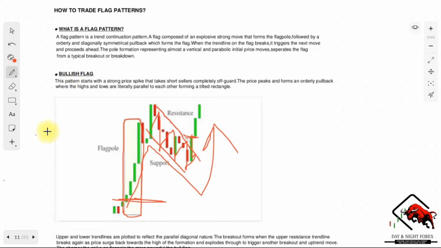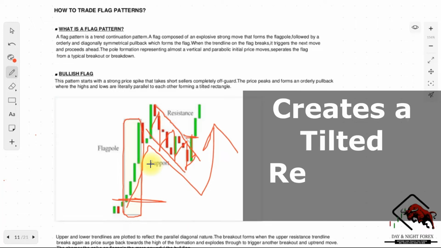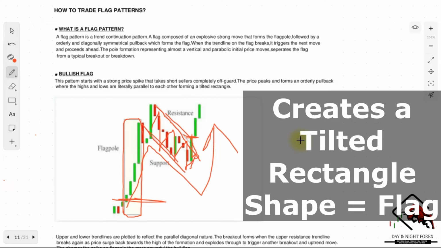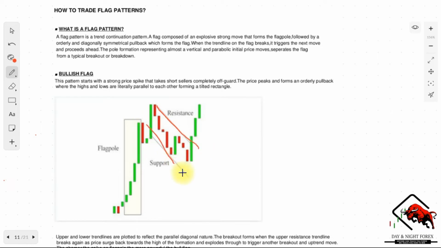With a bullish flag, the pattern starts with a strong spike that takes short sellers completely off guard. As you can see right here, it started building up slowly, but then all of a sudden it became explosive and gave us some huge candles in the decisive direction, which is a bullish market in this sense. The price peaks and forms an orderly pullback where the highs and the lows are literally parallel to each other. Upper and lower trend lines are plotted to reflect the parallel diagonal nature, so that we can see where the market is bouncing off to the downside as well as to the upside. So this is our resistance and support that we're looking at.